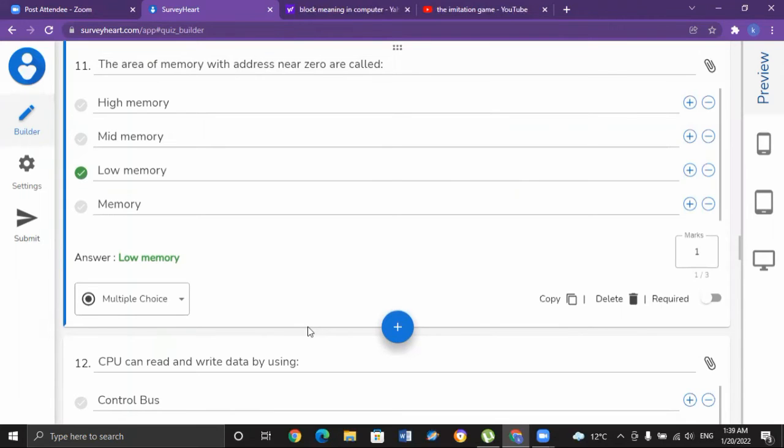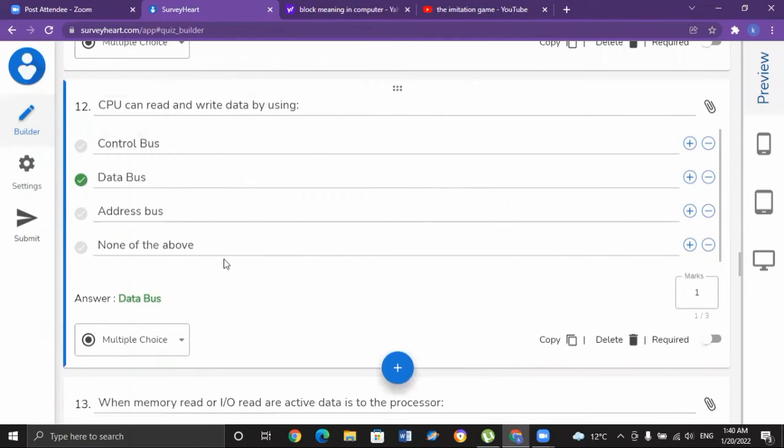The area of memory with addresses near zero is called low memory. So actually, what is low memory? Low memory occurs when the device you are working on runs out of RAM, and is also low on virtual memory. So the correct option for MCQ number 11 is C, low memory.